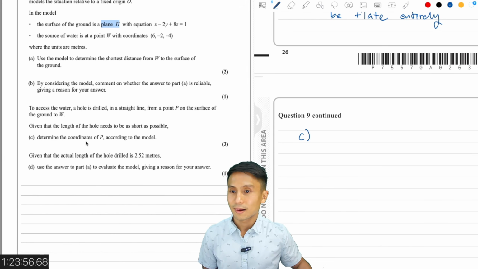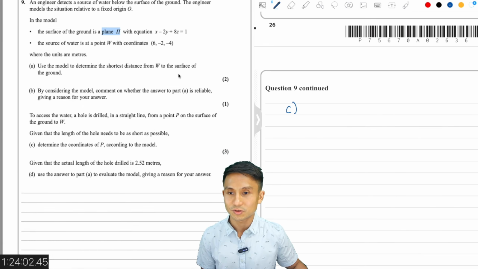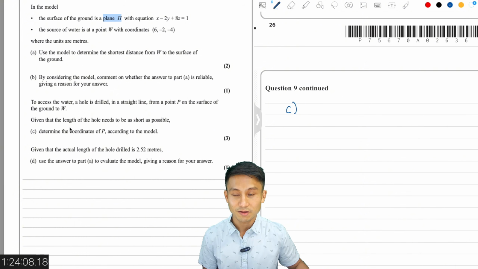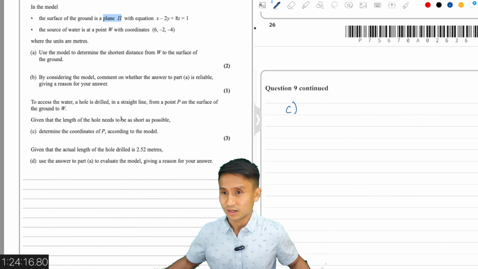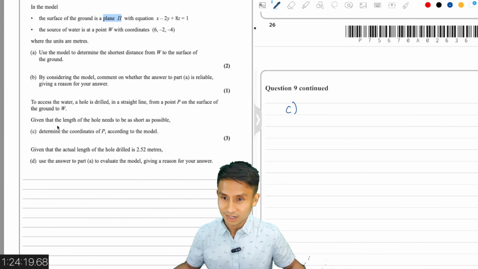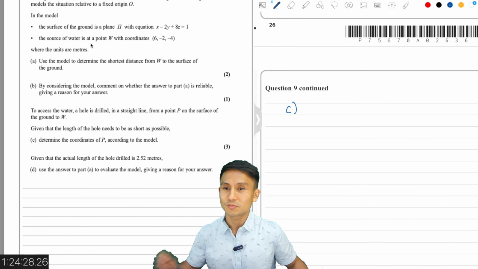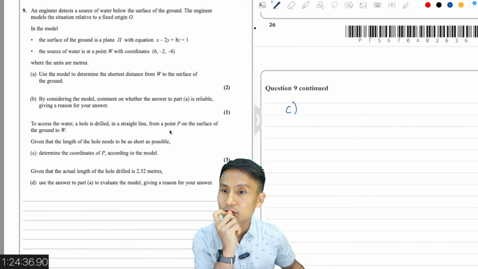Okay. To access the water, a hole is drilled in straight line from point P to the surface of the ground W. Point P, where's point P? It's just a new point, right? Given that the length of the hole needs to be as short as possible, determine the coordinates of P according to the model. Wait. The length of the hole needs to be as short as possible. Isn't that just the shortest length we found, right? Wait, hang on. But that's from the source, from point P. Point P is a new point, right? Yeah, just making sure.